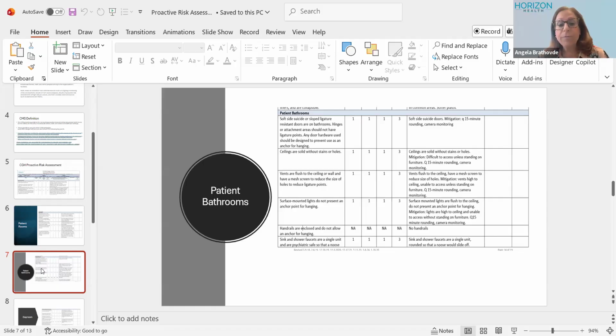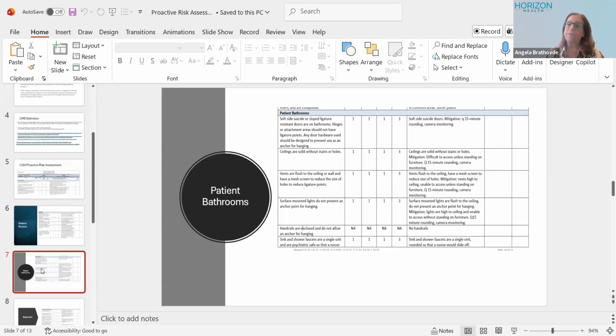What else are we looking at here? Vents flush to the ceiling or wall and might have a mesh screen, and yours do, to reduce the size of holes, to reduce ligature points. Surface mounted lights don't present an anchor point. They're flush, and they're inset into the ceiling. So we wouldn't see any ligature points.